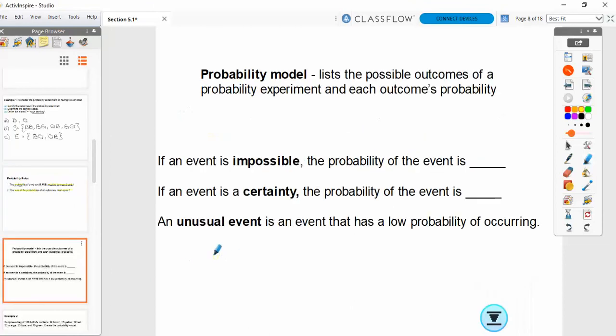Probability models here. In a probability model, you list every possible outcome and its probability. So it will be like a table. We list what can happen and the probability of each thing happening.